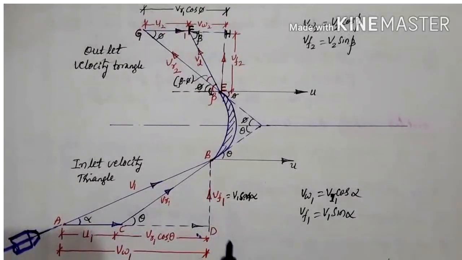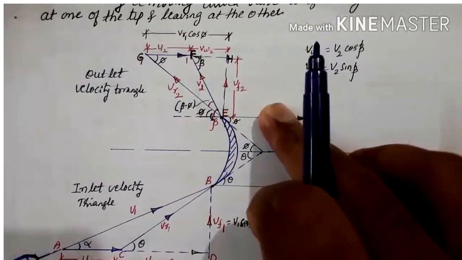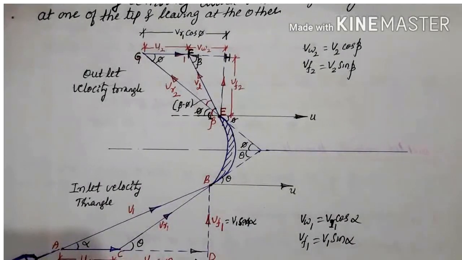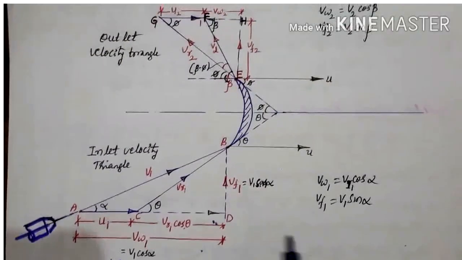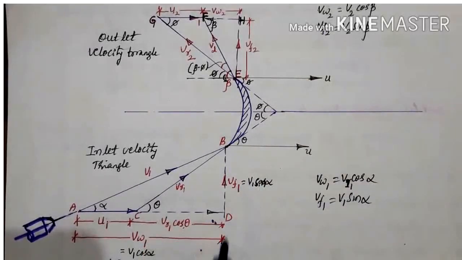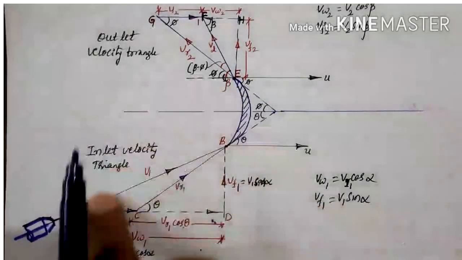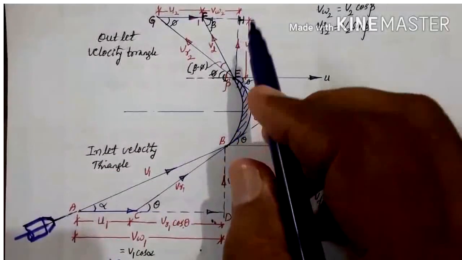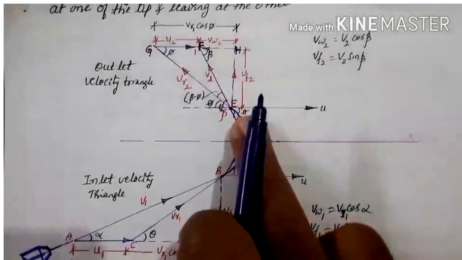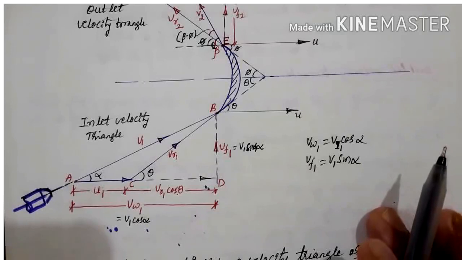This triangle represents the inlet velocity triangle, and this represents the outlet velocity triangle. Okay, so I hope you understood this much. In the next part of this video, I'll draw this triangle once again at the inlet as well as at the outlet. I hope you understood the basic concept of how to draw the velocity triangle at inlet as well as at outlet. Here we'll discuss how to construct a velocity triangle.